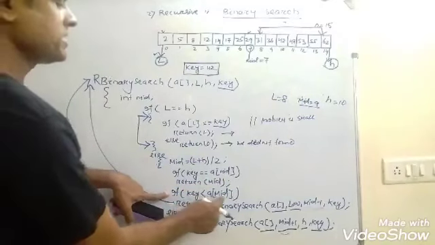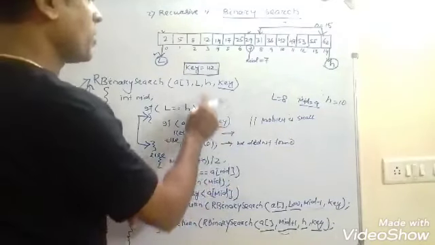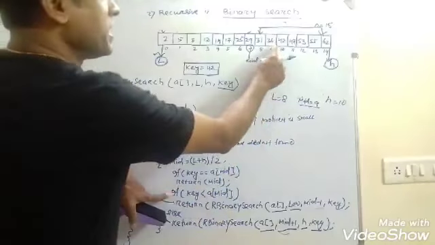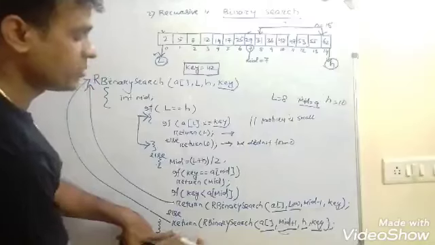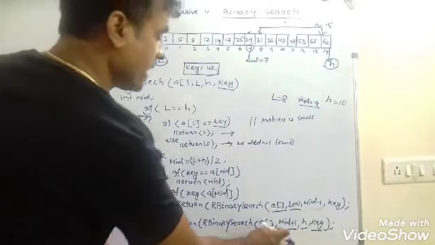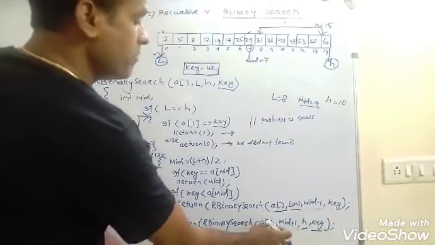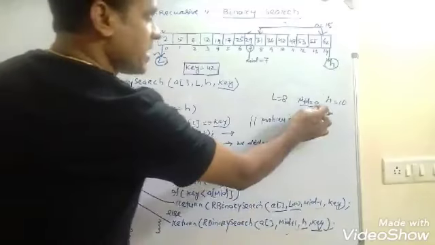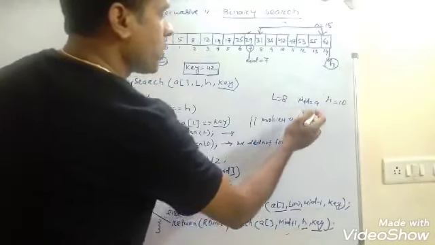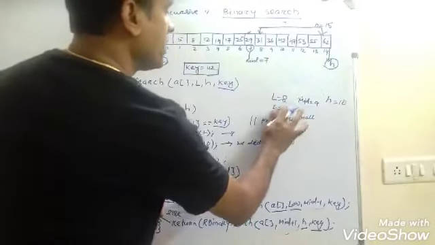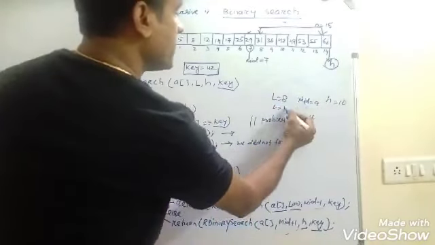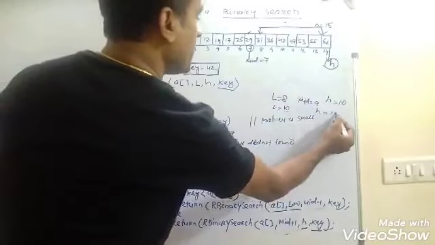Then it will check key is less than A of mid. My key is 42. A of mid is 36, so not less than. So it will go again to this part. What will it pass? Again it will pass the array and mid plus 1. Mid is 9. So low will be mid plus 1, that is 10. And high will be the same, 10.